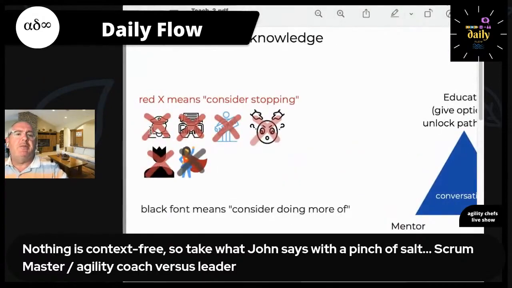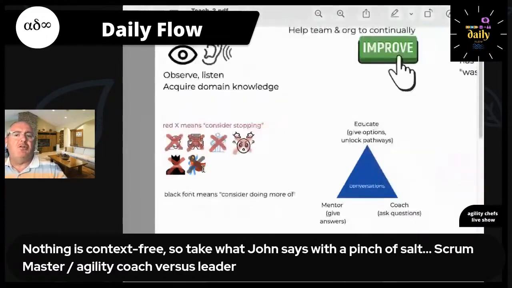A few things that we'd probably like you to avoid as a Scrum Master or agility coach: not being a kind of a police person, not being a secretary or admin, not inflicting help on the team, not being the chairperson, not being a superhero. So these are things that we would discourage in a Scrum Master.